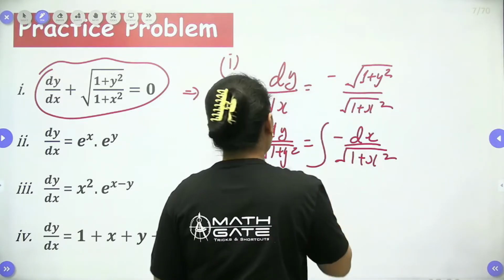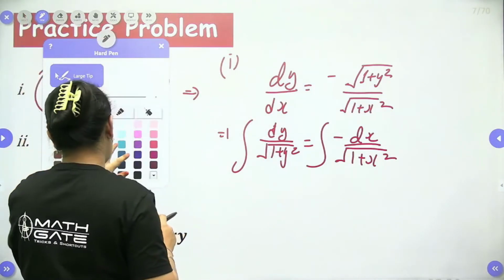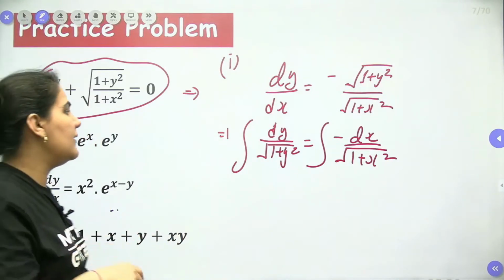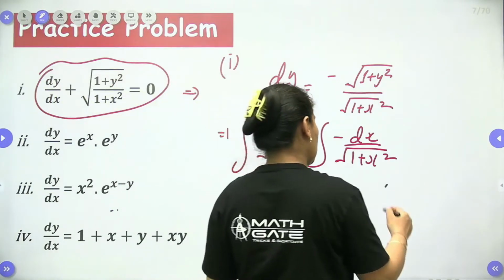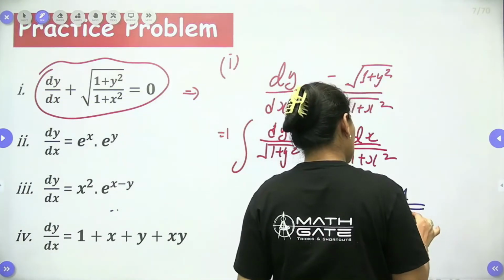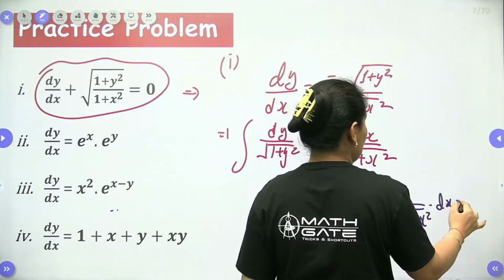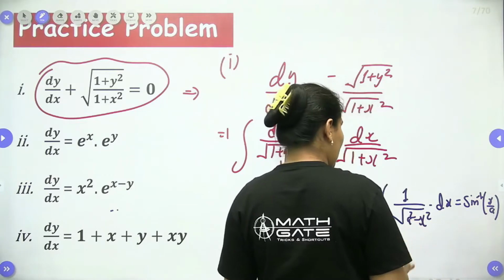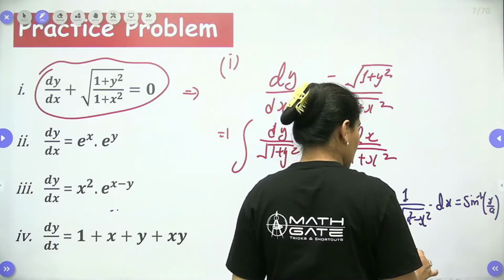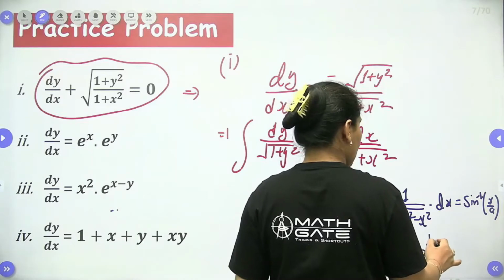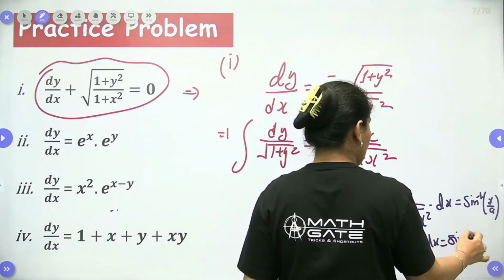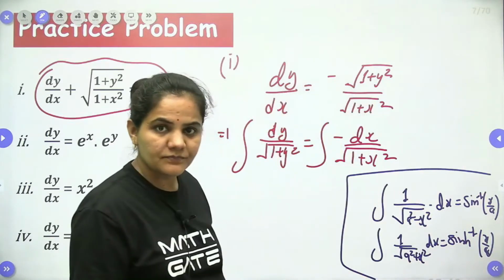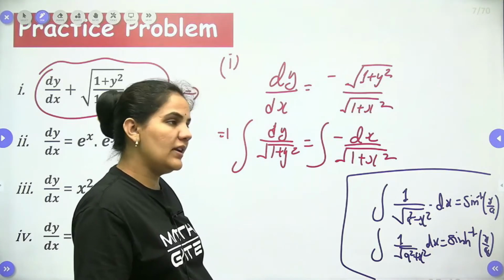Now integrating both the sides. What will be the result, my dear students? Can you tell me? As you know very well, as I already told you in the formula, the integration of 1 by root of a square minus x square is sine inverse x by a, right? But when we have a square plus x square instead of a square minus x square, the integration will be a hyperbolic function involving sine inverse. So it is nothing but sine hyperbolic inverse x by a, right?